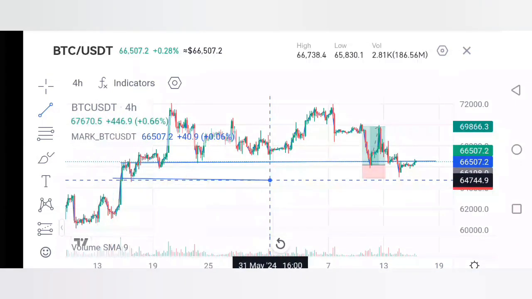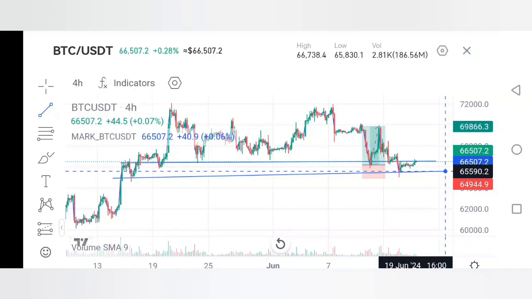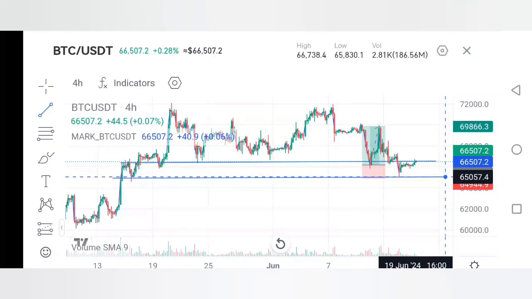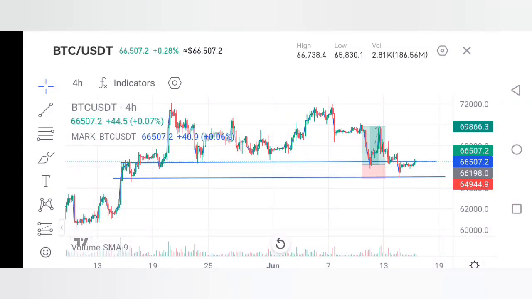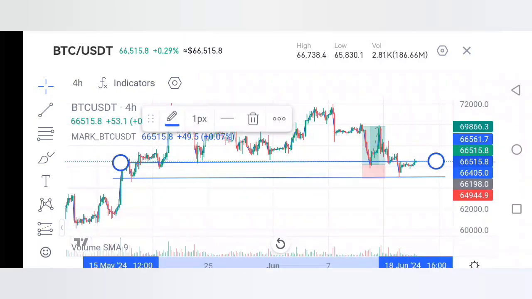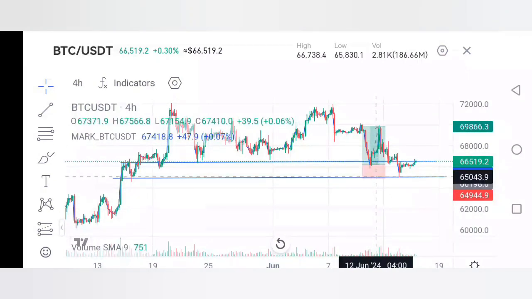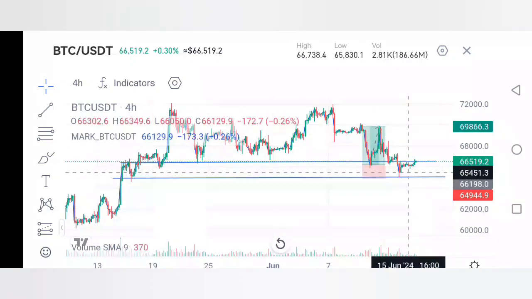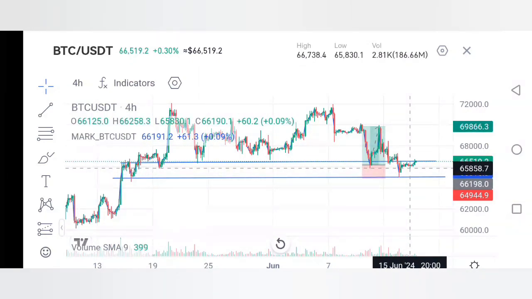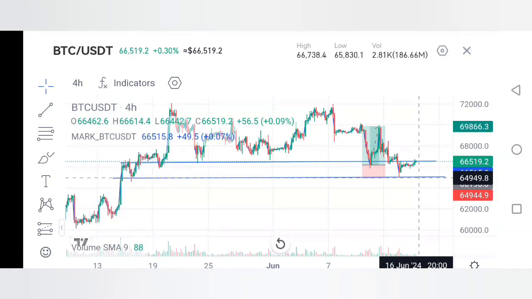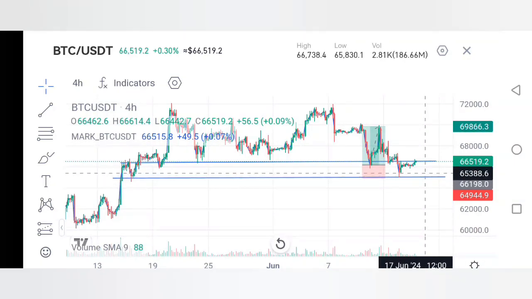You see, from this phase to this, there is a very strong support level at 66 down to 65,000, to which the market has already touched the $65,000 range, and then it jumped up over to 66,000.